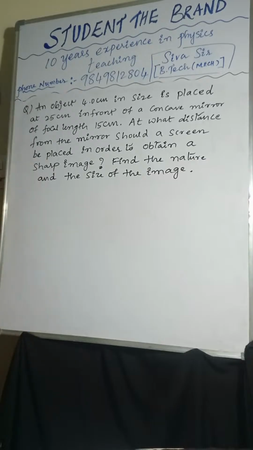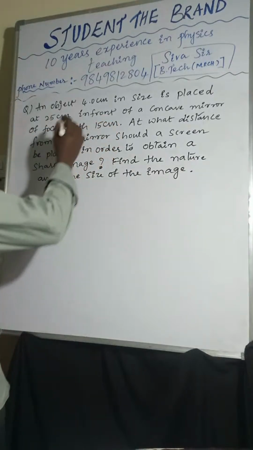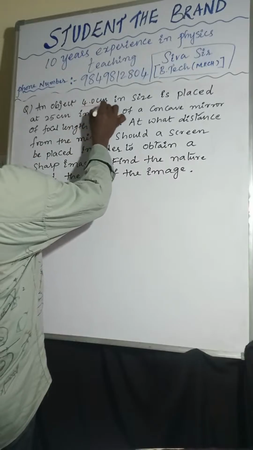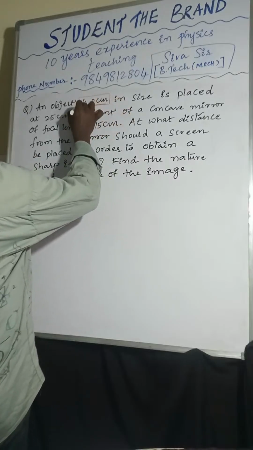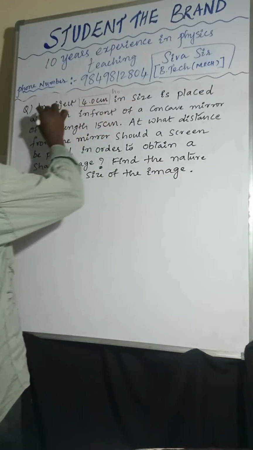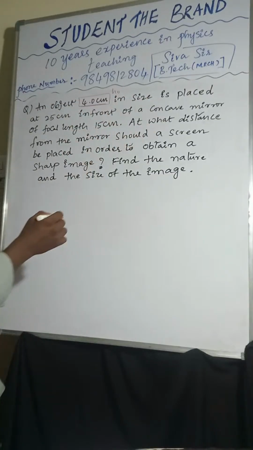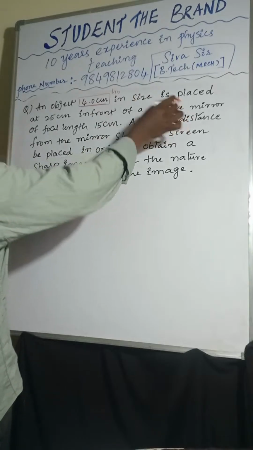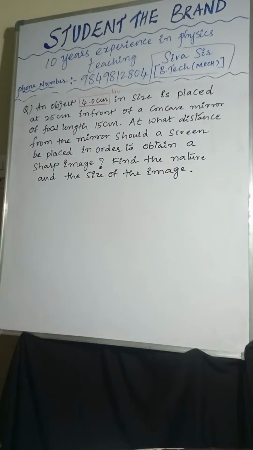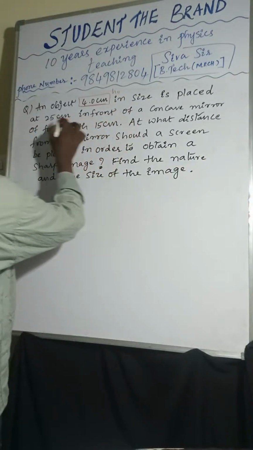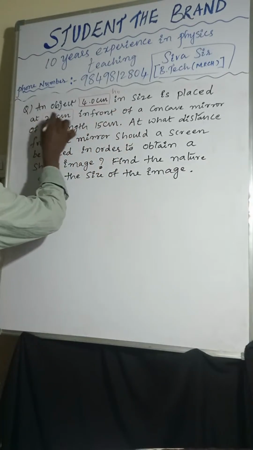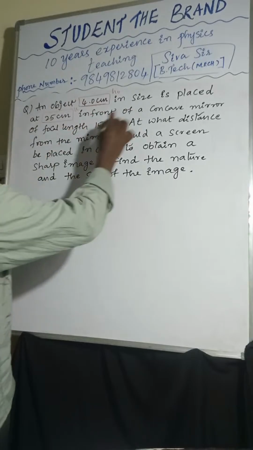So you have to understand one thing. An object size means the height of the object, so you have to underline height of the object. In size it is placed, means height of the object. At 25 centimeter, that is nothing but the object distance, U, in front of a concave mirror.